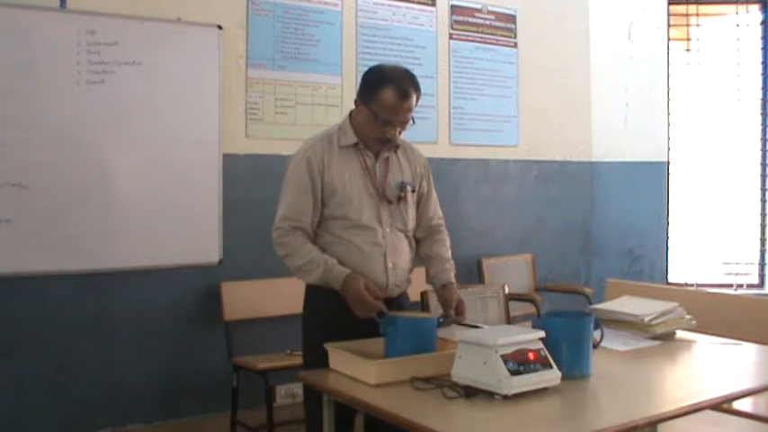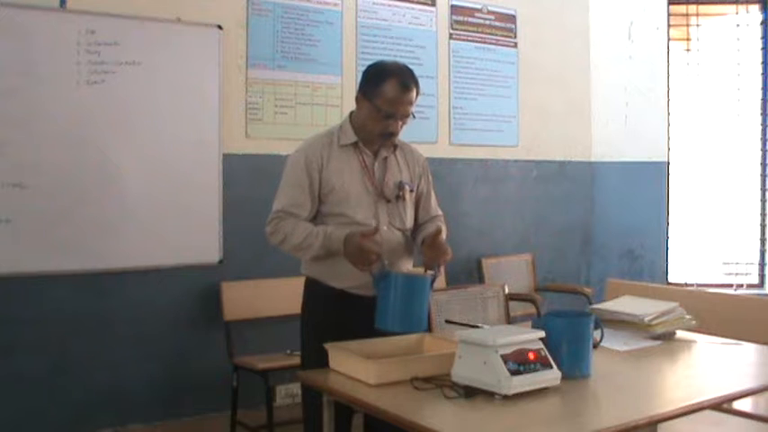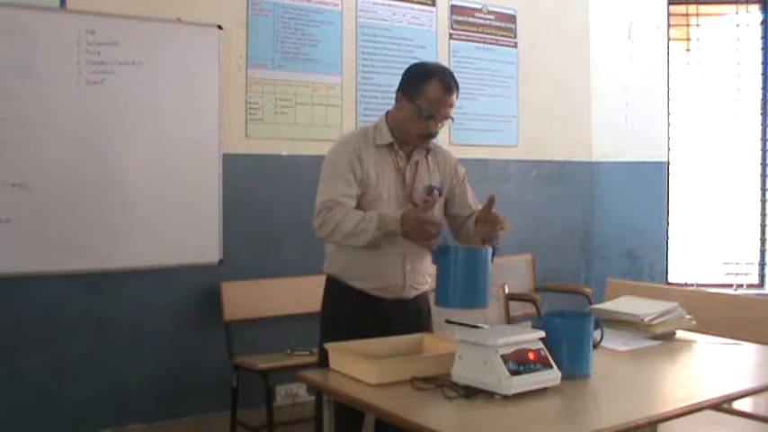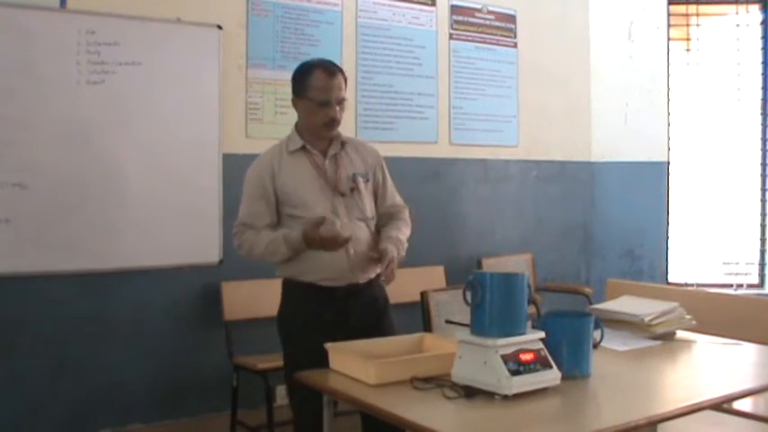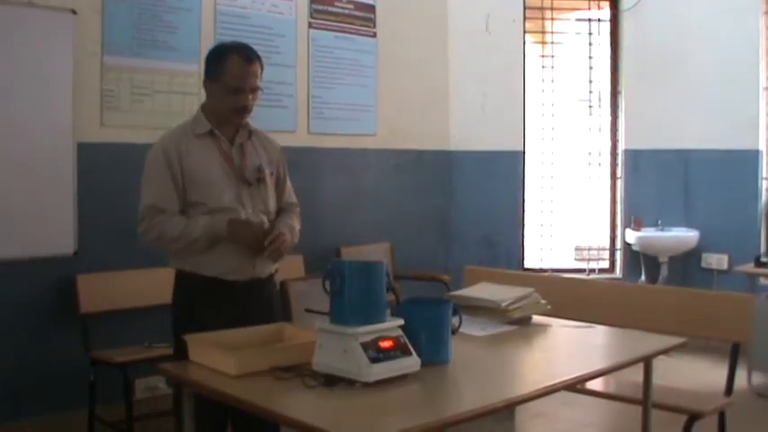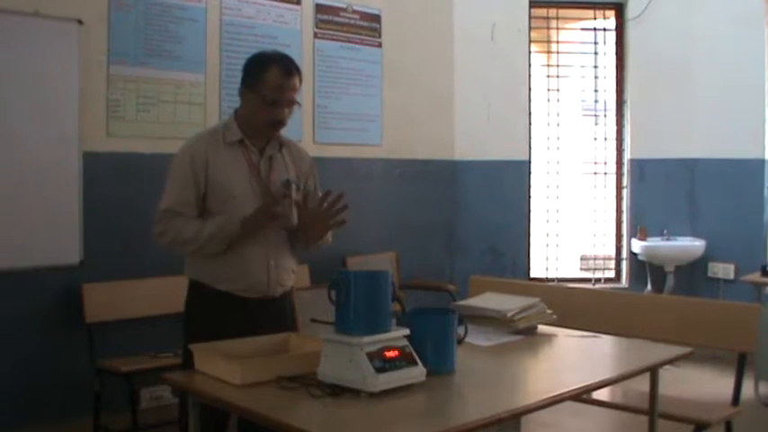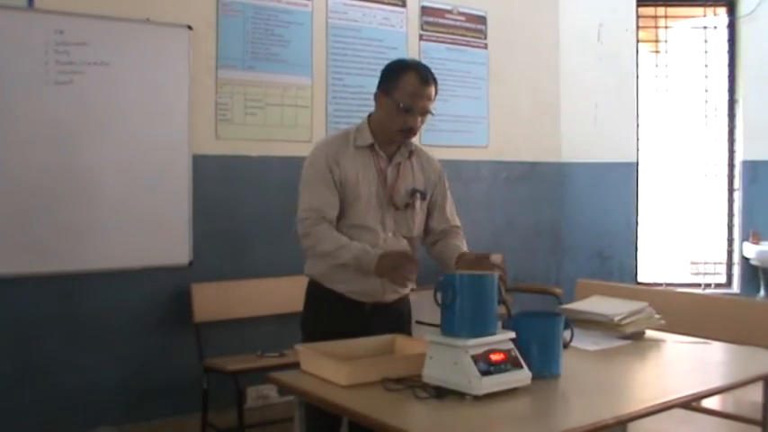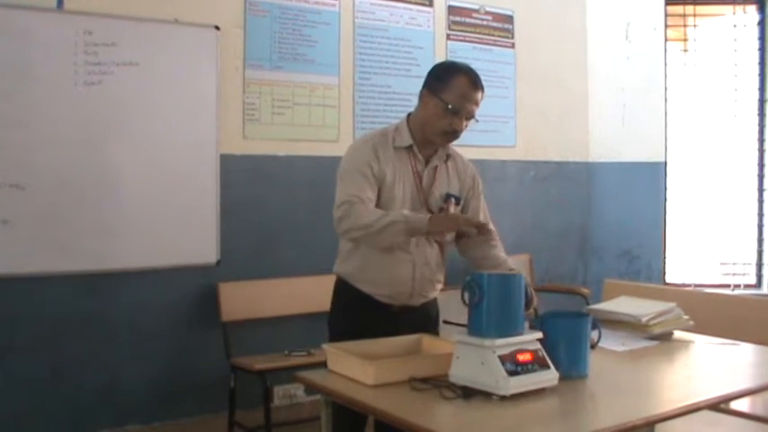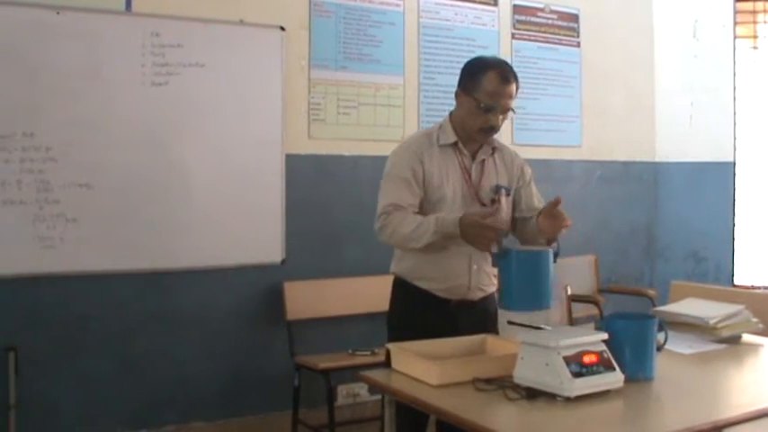The cylinder with the sand filled in the loose state is weighed. This is the second weight, of the cylinder plus the sand inside it. The difference of weight, that is the cylinder plus sand minus the empty weight of the cylinder, will give you the weight alone of the sand inside the cylinder.